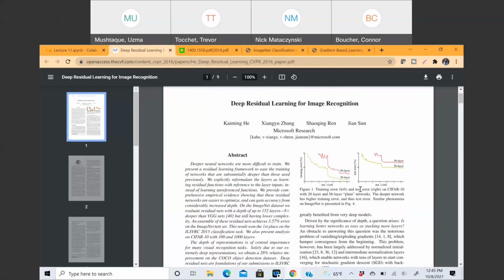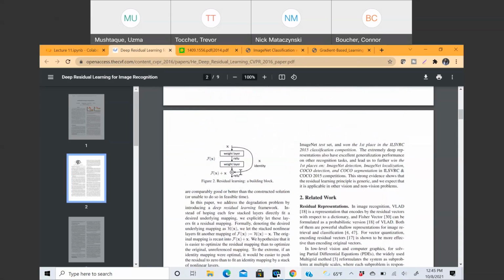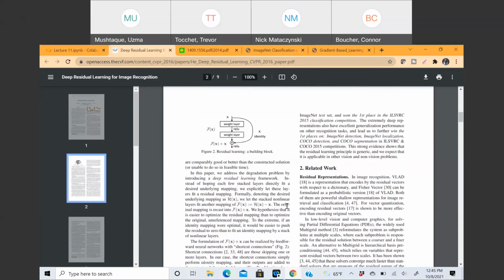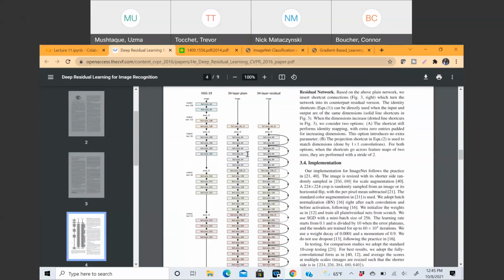Okay, and this actually does provide a huge amount of improvement as compared to the networks before. So that's a big achievement of this model. Let me quickly show you what it does. So this is showing you what a residual block or a building block looks like.